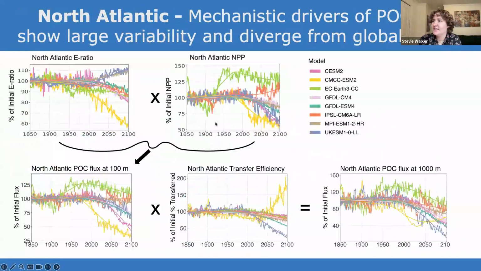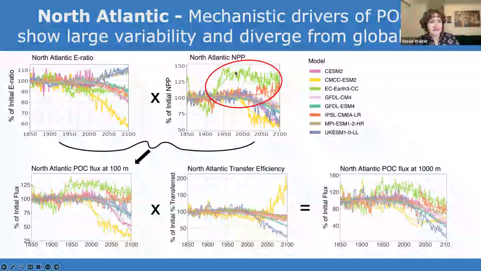So here is the same structure of figure I was showing before, but for the North Atlantic. As you can see, the changes in all of these different variables look quite different than the global patterns I was just showing before. One interesting story to highlight here is this EC Earth model that has a very large increase in MPP in the North Atlantic over the 20th century, followed by a decline relative to the historical baseline.